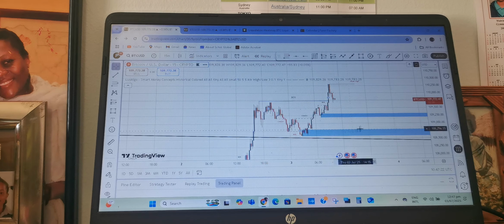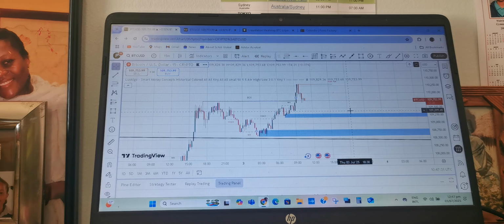So in short, that is basically how my overview of the market goes every single day when I wake up. I ask, what is the market telling me? Where am I heading to? How can I utilize this to look for entry positions? So yeah.